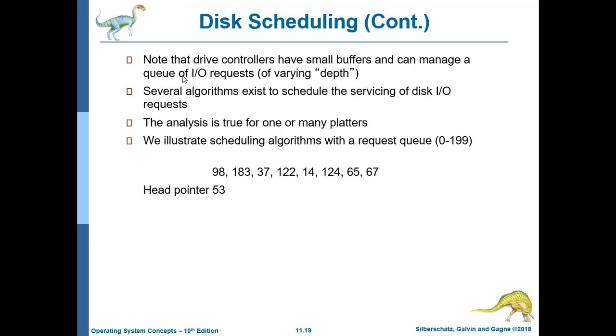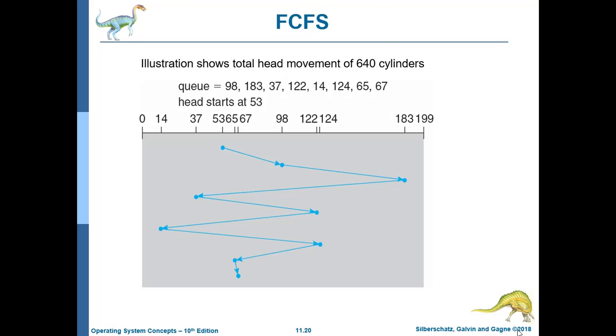Several algorithms exist to schedule the servicing of disk I/O requests. The analysis is true for one or many platters. We illustrate the scheduling algorithms with a request queue from 0 to 199, and the head pointer is at 53. Okay, the first disk scheduling algorithm is FCFS.